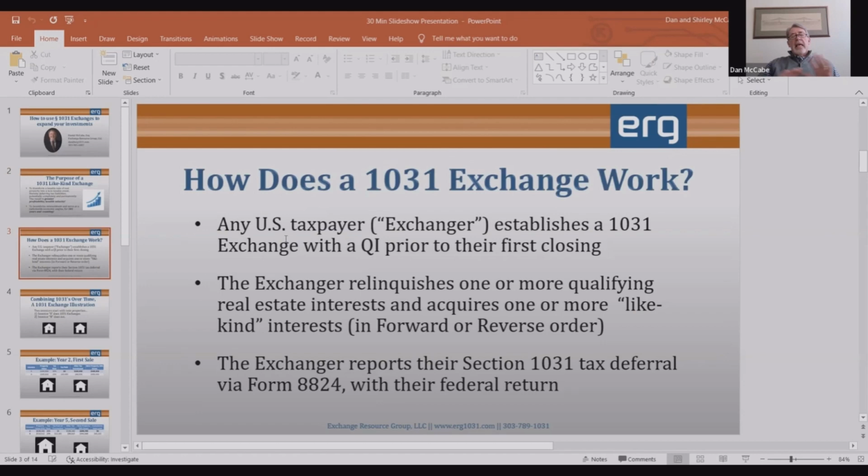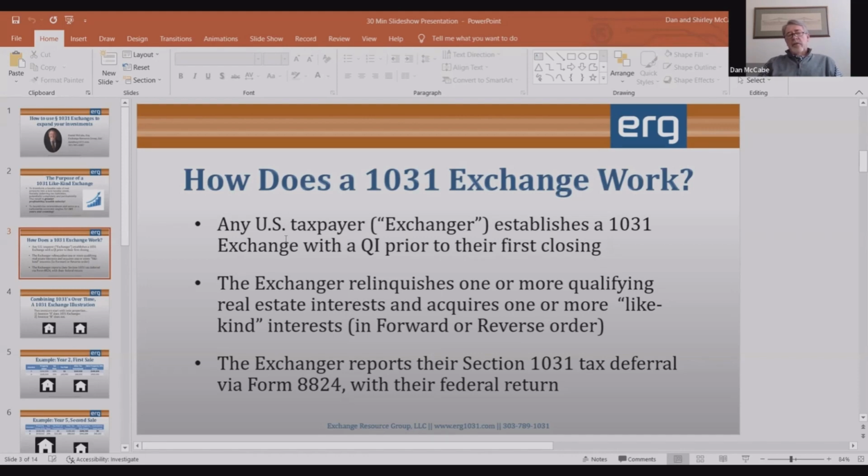Okay? Any taxpayer can do a 1031. And by taxpayer, that's any individual or organization that has a tax ID number and files a federal income tax return. We're going to speak basically in terms of the federal law. On occasions when necessary, I'll touch on the state, but I'll let you know what the difference is.